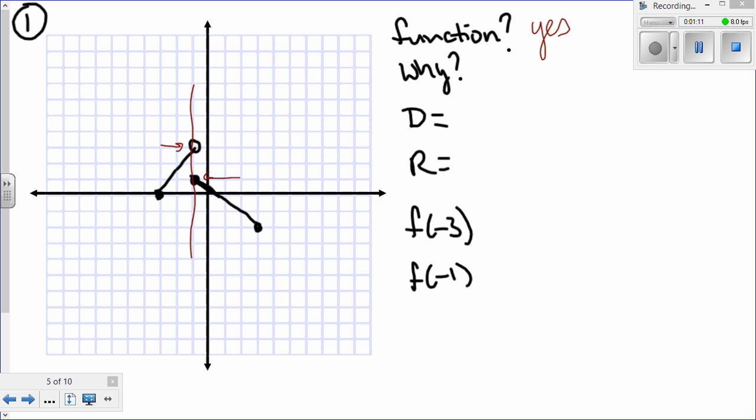Why is this a function? Because it passes the vertical line test.